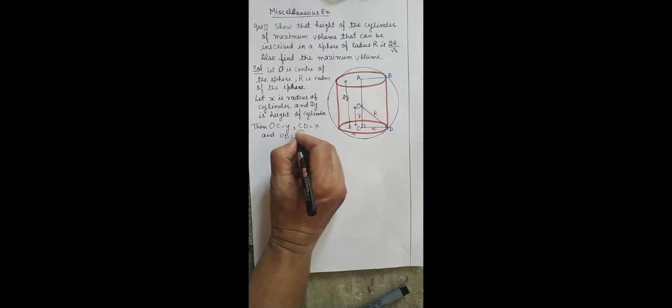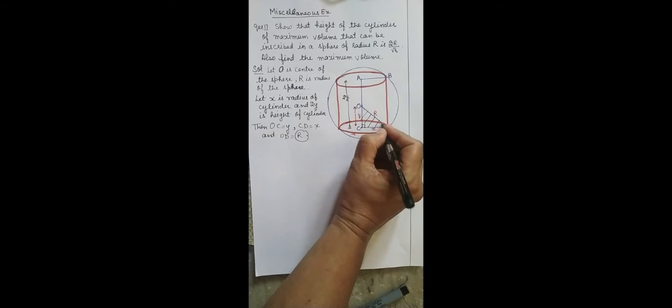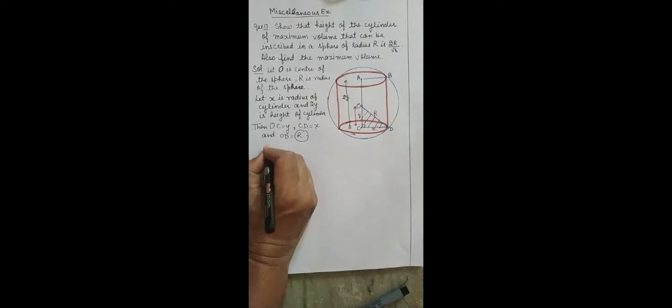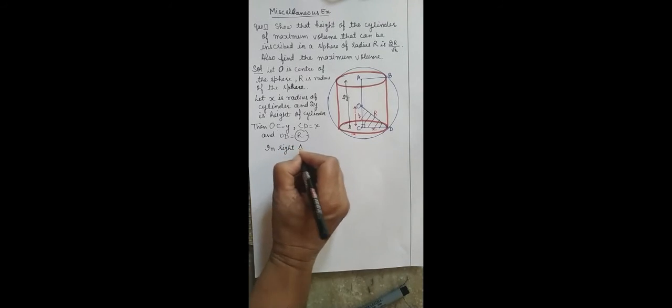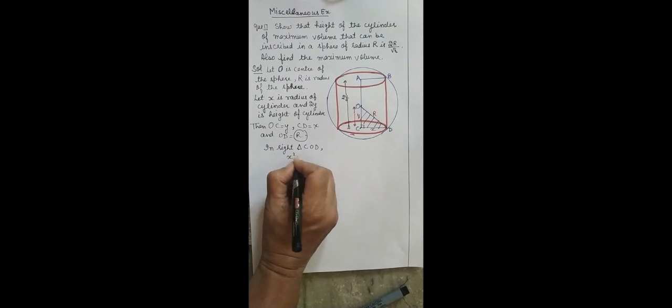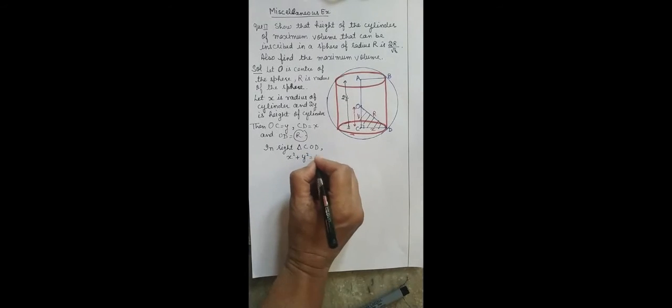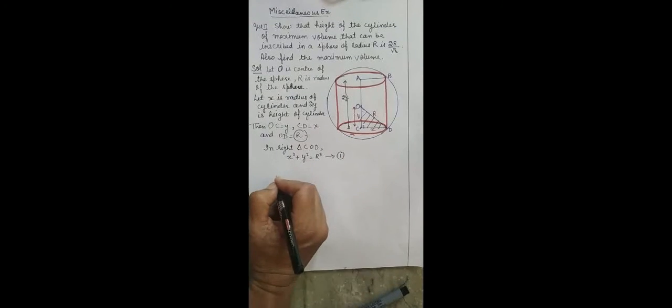Remember that in this question R is a fixed, constant quantity. Now first of all we will establish a relationship between x and y. For that I am considering the right angle triangle OCD. In right triangle COD, x square plus y square is equal to R square by using Pythagoras theorem. I mark this as result number 1.